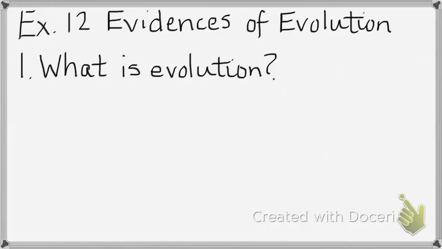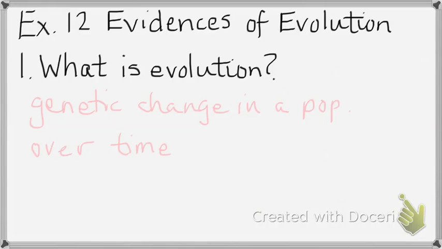Okay, what is evolution? Well, you can find the definition in your lecture notes. I'm going to go ahead and write it down because it's so short. It's the genetic change in a population, I'm abbreviating population, over time. So we're looking for changes in the genetics of a population. That's evolution. If we see changes in the genetics of a population, the population's evolving. So it's the genetic change in a population of organisms over time.